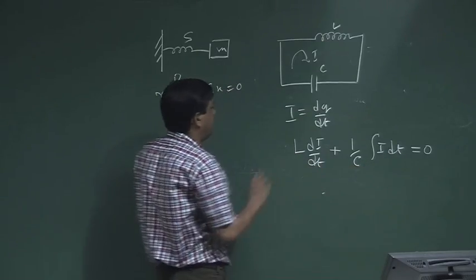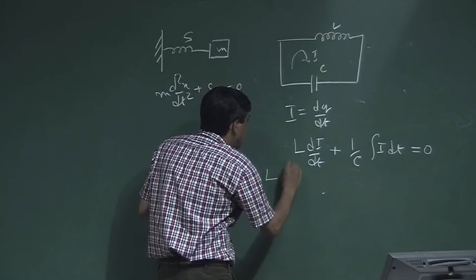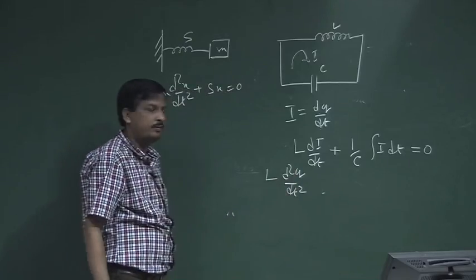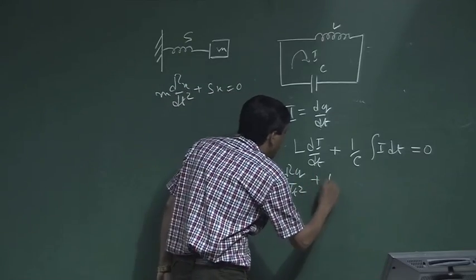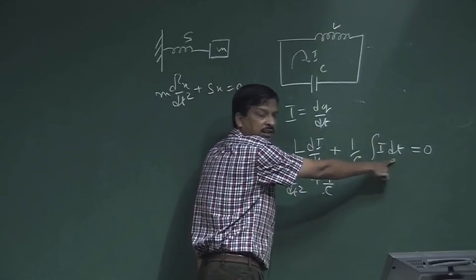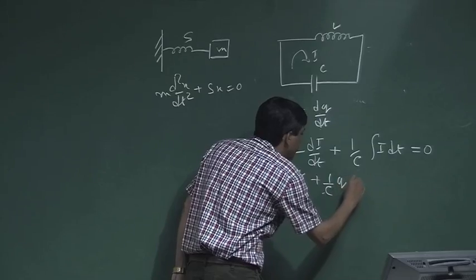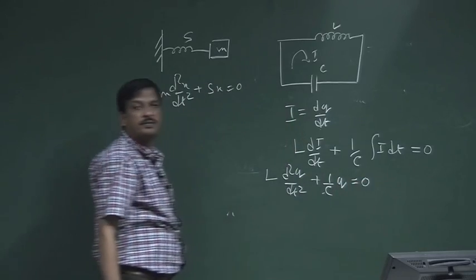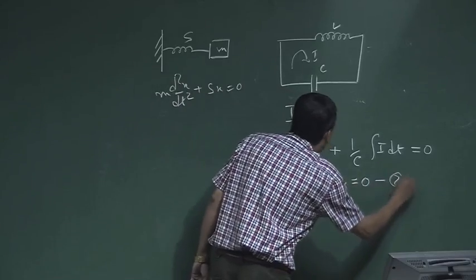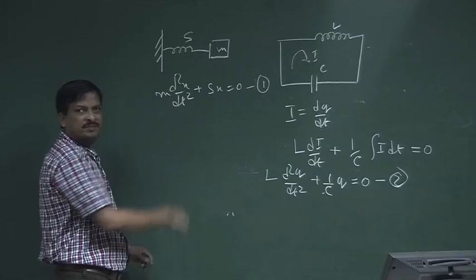Now you just replace I with dq/dt. So it is L d2q/dt2 plus 1/C times the integral of dq/dt dt. Integration and differentiation cancel, so it is nothing but q, equal to 0. If you see this equation, equation number 2 and equation number 1 are equivalent equations.